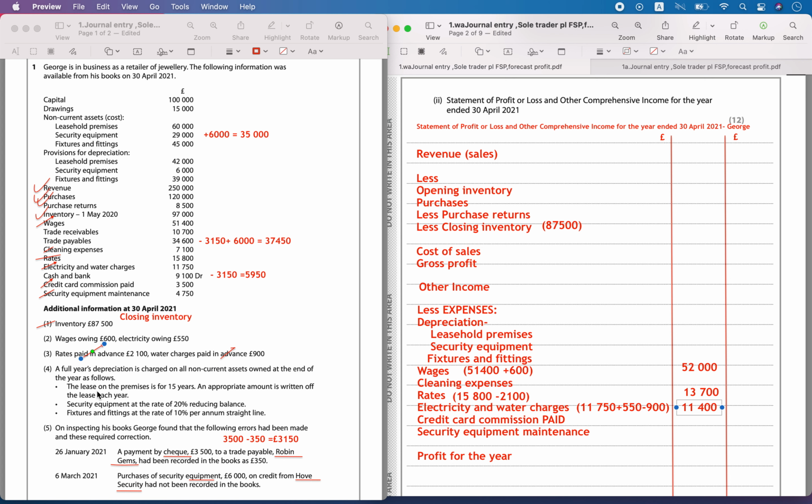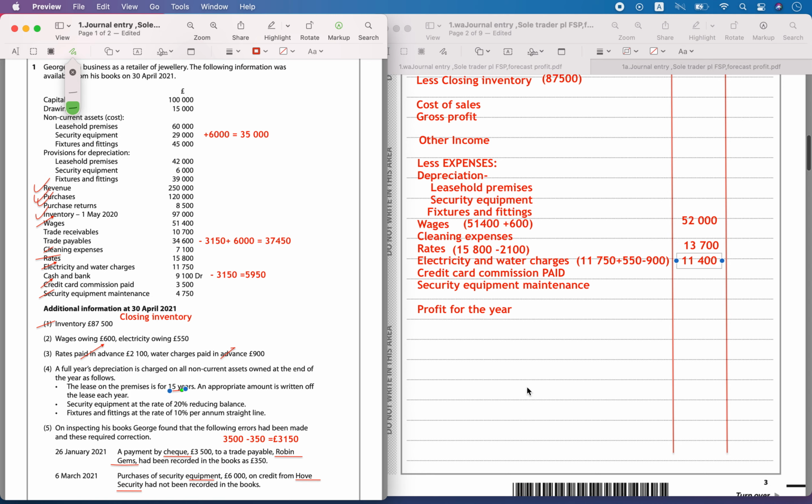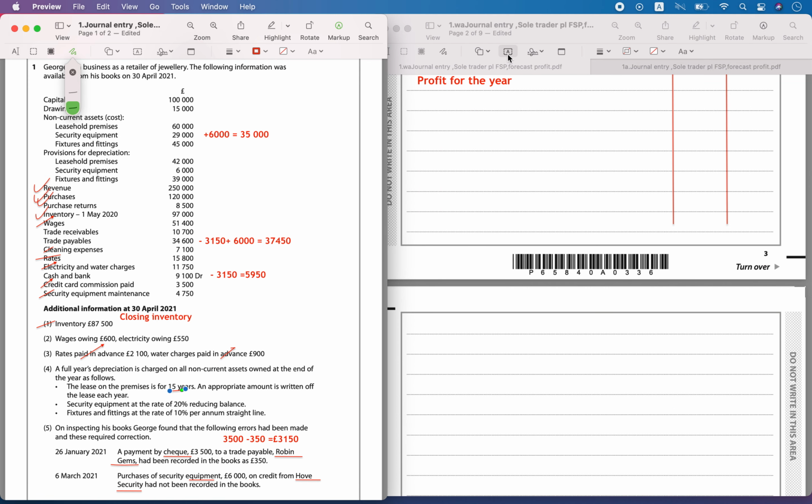Now after this, let's calculate the depreciation charges. It says that a full year's depreciation is charged on all non-current assets owned at the end of the year as follows. The lease on the premises is for 15 years, and an appropriate amount is written off the lease each year. So let's see what the lease charge is. The leasehold of the premises is at 60,000, and there is a provision of 42,000. This is used for 15 years, so 60,000 divided by 15.